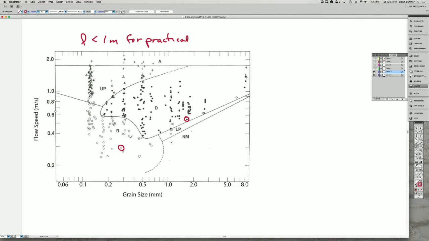So each one of these open circles represents a condition of grain size and flow speed that produces ripple cross laminations. Each closed one here produced dunes, and the triangles up here produced upper planar bedding, and the crosses produced anti-dunes.